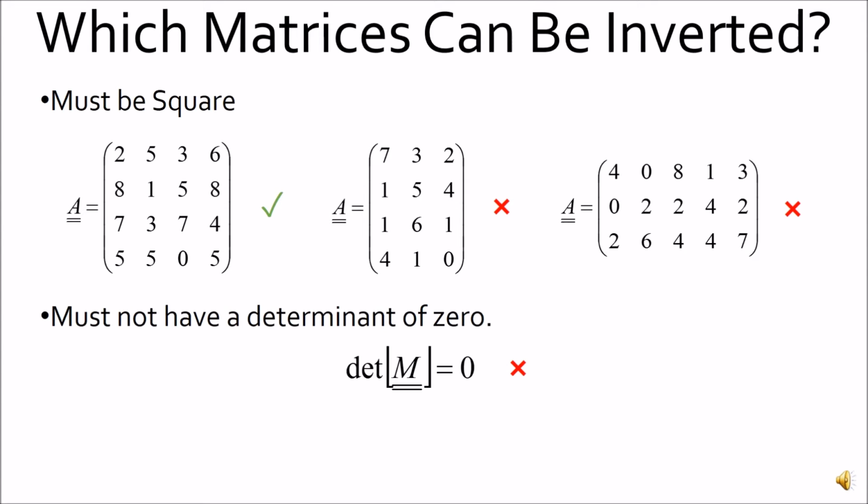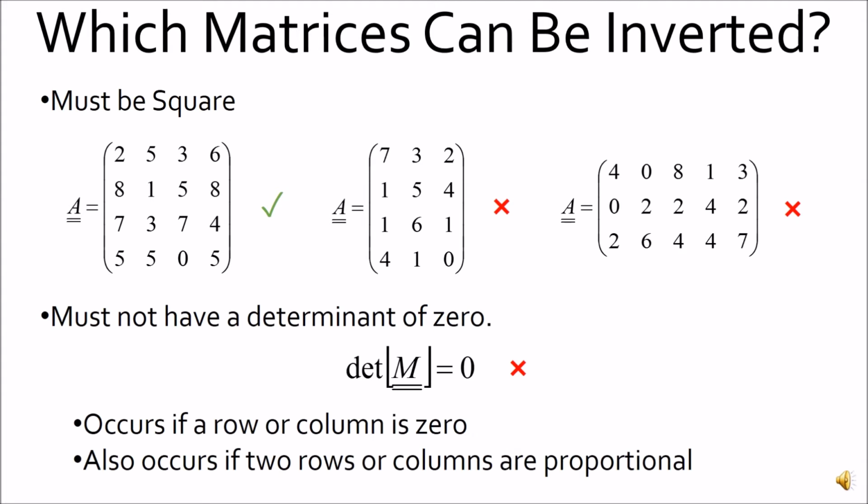And the second condition is that the determinant of the matrix cannot be 0. It will become clear why this is the case later, but basically you can get the determinant of a matrix to be 0 if all of a row or all of a column contain elements which are all 0. It can also happen if you have two rows which are proportional or two columns which are proportional, and as we run through the technique and the algorithm, you'll see why that is the case.